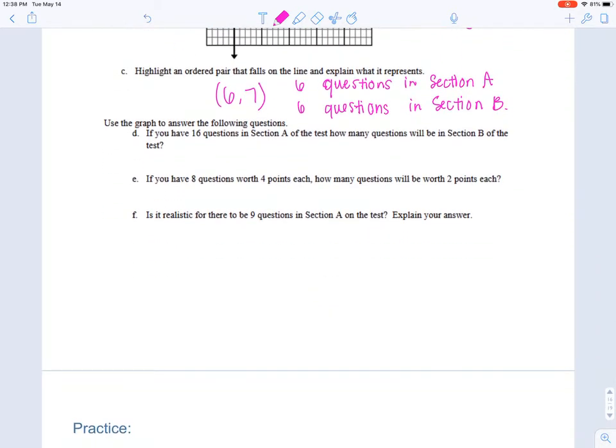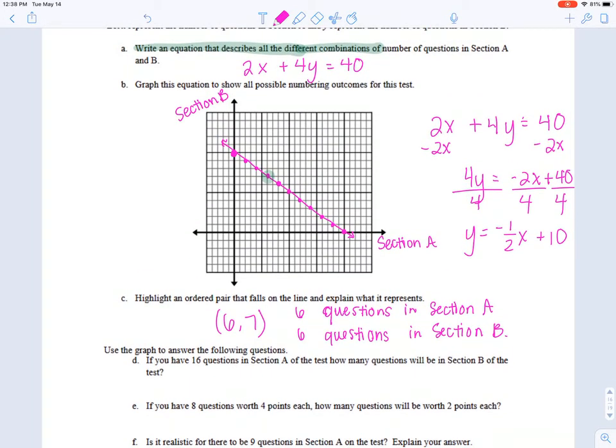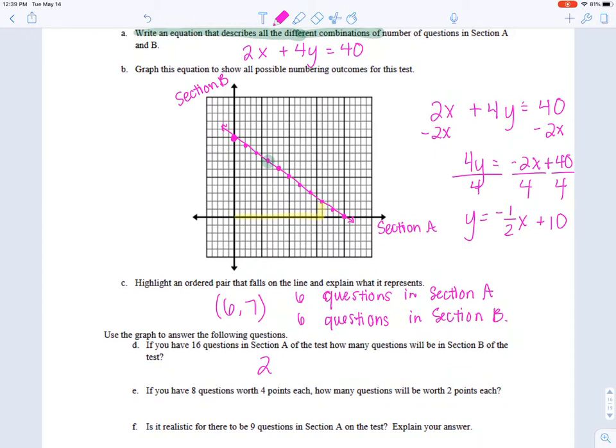Okay. Use the graph to answer the following questions. If you have 16 questions in section A, how many will be in section B? Well, if I look, I'm going to follow my graph to 16, which is right here. Follow it up. There would be 2 questions in section B. Then if you have 8 questions worth 4 points each, remember 4 points each means that it's going to be section B. So 8 questions here would be up to here. Sorry, I should have highlighted that. And then over there would be 4 questions that are 2 points each.